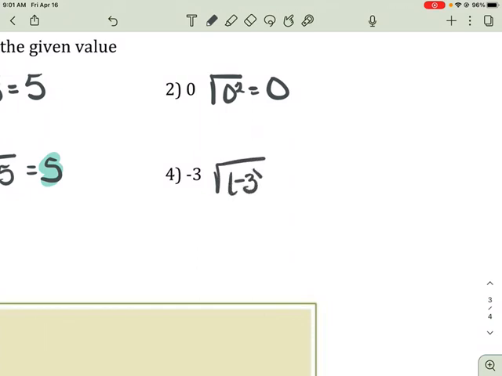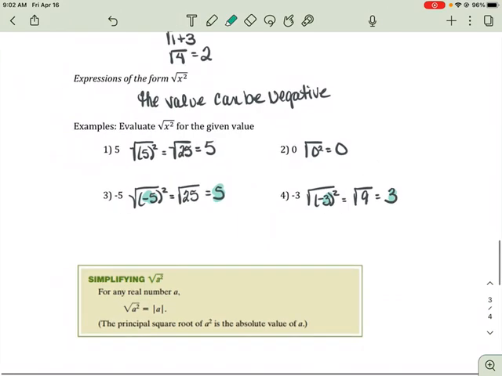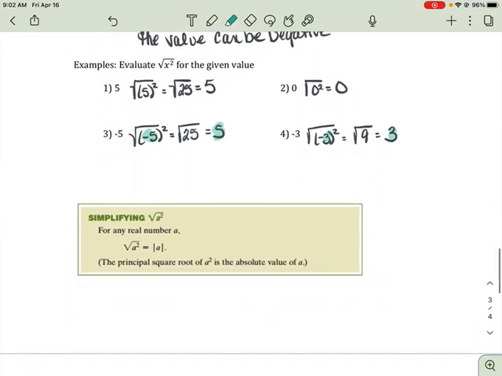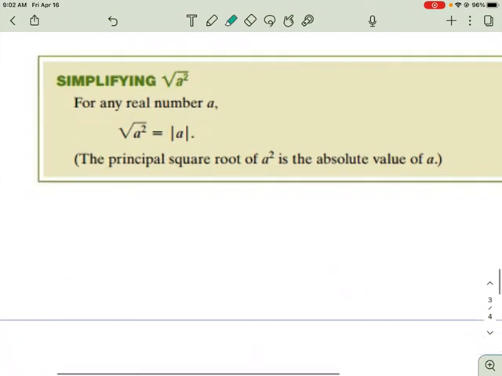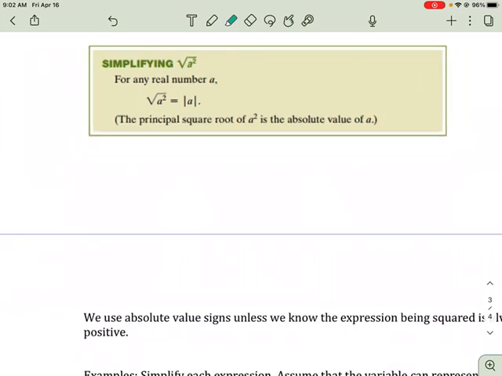And the same here. Square root of negative 3 squared is the square root of 9, which is 3. Again, not the same as what we put in. Now, the reason they're not the same is we're squaring it. So when we square a negative, we always get a positive, which means it acts just like absolute value. The principal square root of a squared is the absolute value of a.